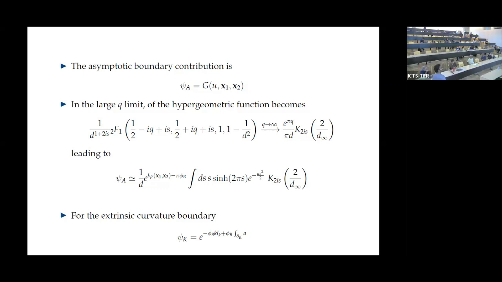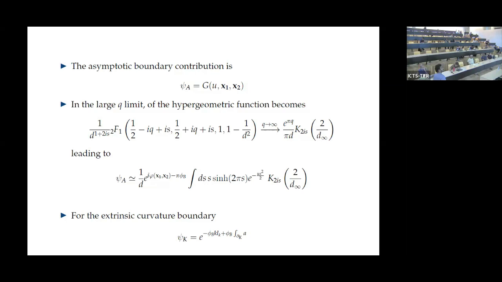Okay. So if you take this large Q expansion, the contribution of the wave function from the asymptotic propagator looks like this. Okay. There is an additional phase factor that has to be kept track of.